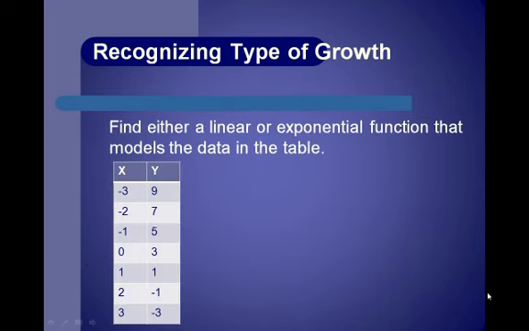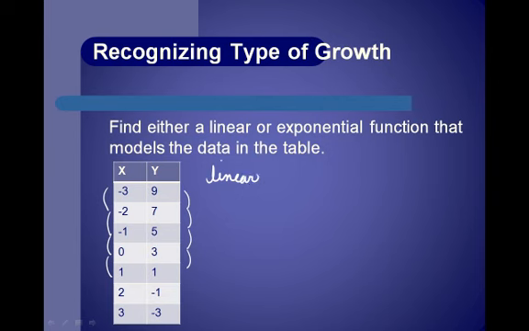So for the next example, find a linear or exponential function that models the data in the table. Well, again, notice the x values increase by 1 every time. Notice that the y values we get decrease by 2, decrease by 2, decrease by 2, decrease by 2. This one is going to be linear because we are adding a negative 2 every time.